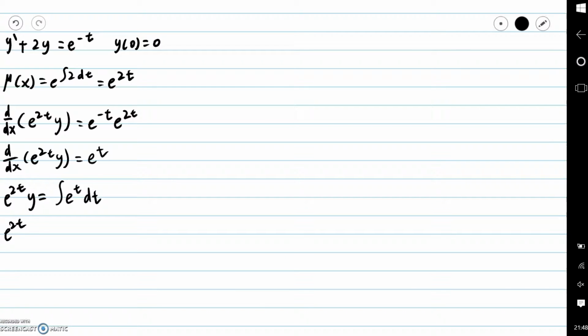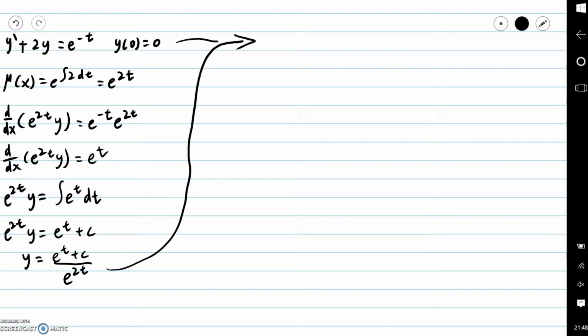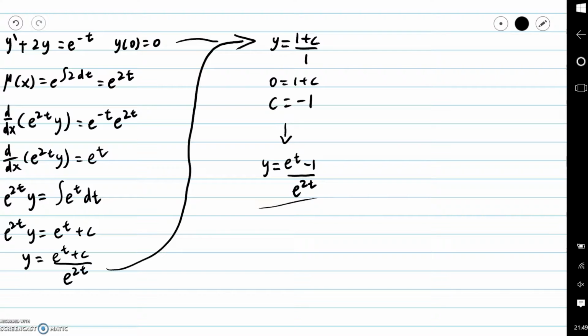The function would be e to the power of 2t equals e to the power of t plus c. We move e to the power of 2t over, so e to the power of 2t equals e to the power of t plus c over e to the power of 2t. So we have y equals e to the power of minus t plus c e to the power of minus 2t. We know that y(0) equals 0. We insert this information into the function and find that c equals minus 1. So the final y function is this.